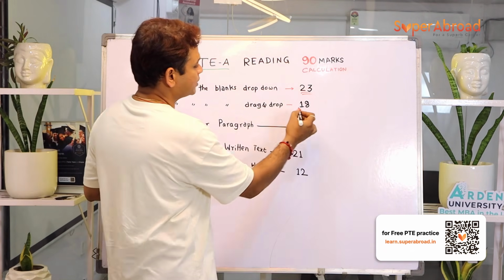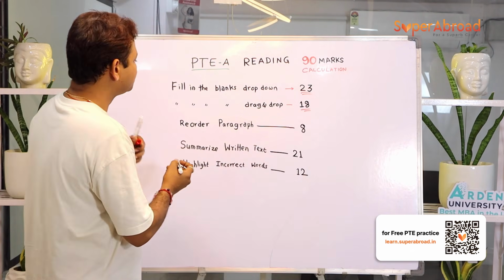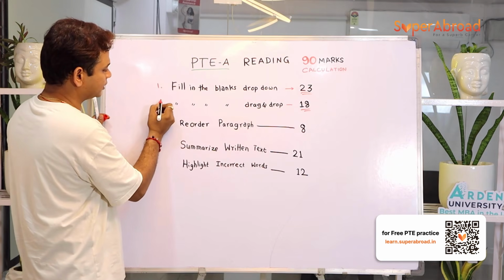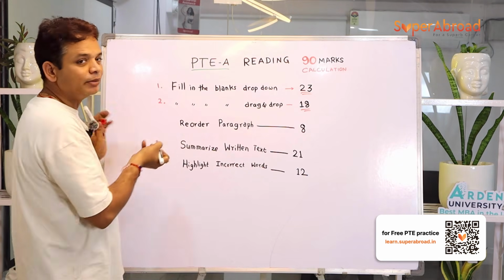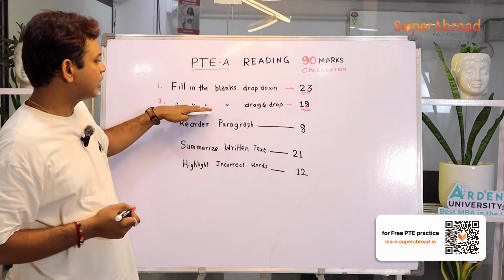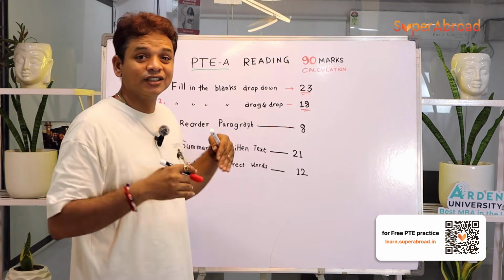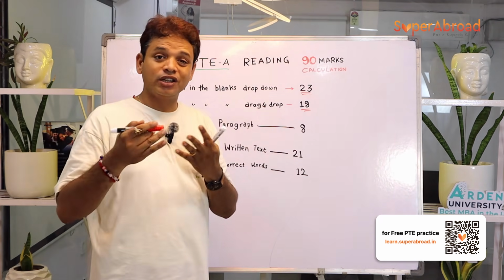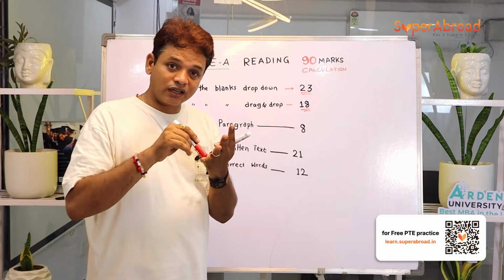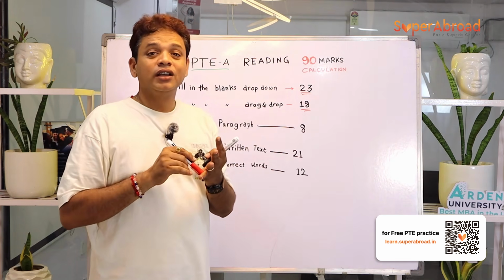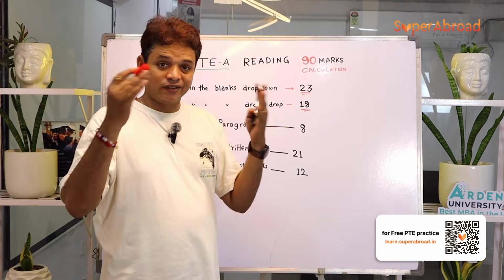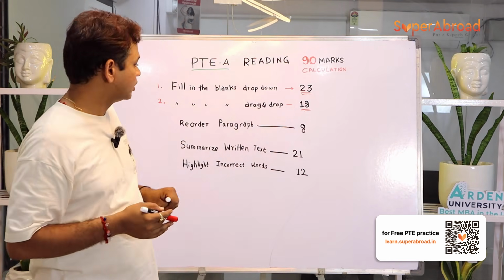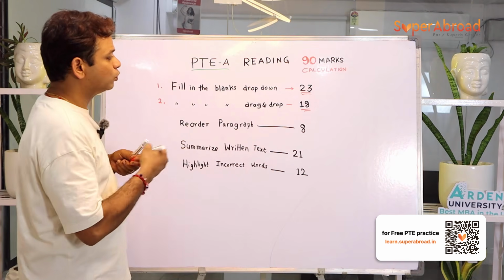So the best part is if you learn to answer fill in the blanks drop down, the second will be easier. If you are getting comfortable with drag and drop, obviously drop down becomes easy for you, because both demand reading skills, both demand grammar, both demand vocabulary, right? Situational vocabulary usage, all of these things. So both are close, right? So in the reading module, only these 2 tasks are important.